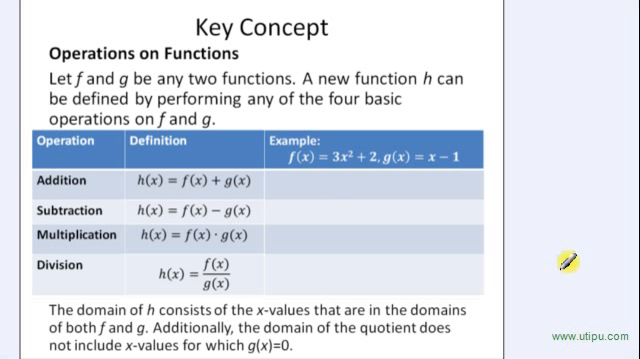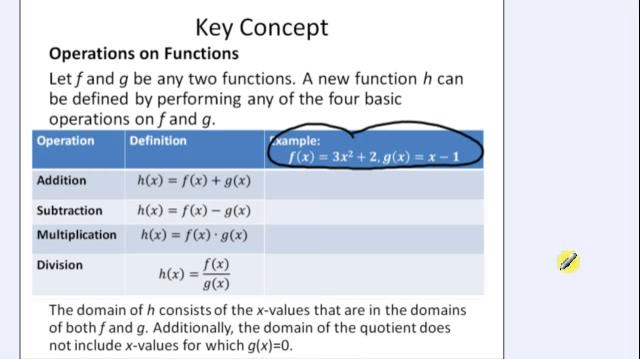A new function h can be defined by performing any of the four basic operations on f and g: addition, subtraction, multiplication, or division. Let's look at each of these using this example. I'm going to let f of x equal 3x squared plus 2 and g of x equal x minus 1.